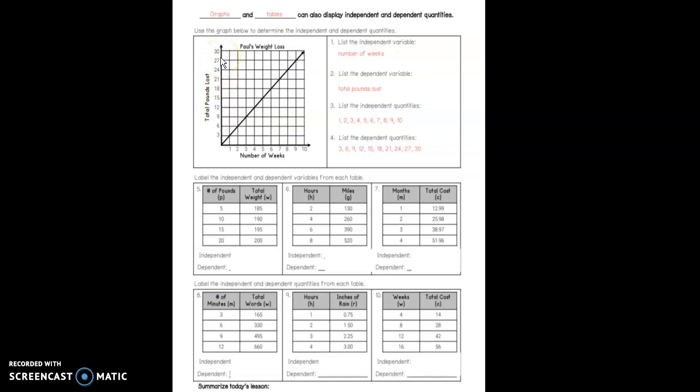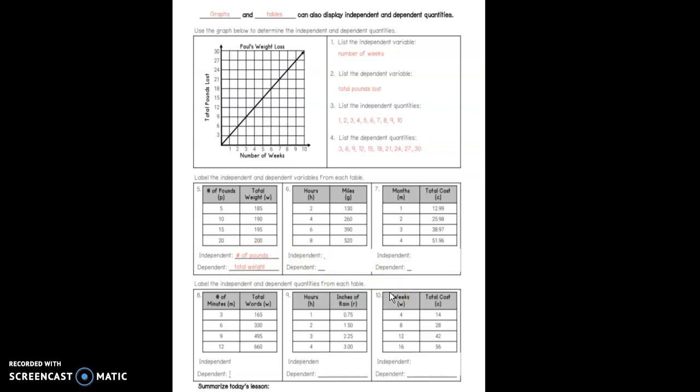Now, we're going to label the independent and dependent variables for each table. Let's look at number 5. If I look at my table, I see two different categories. The number of pounds represented by P and the total weight. Well, let's think about it. Would the pounds be affected by the weight or the weight be affected by the number of pounds? Well, your total weight is basically the total number of pounds. So if I have 5 pounds in this particular situation, it would affect the total weight. So my independent is going to be the number of pounds and my dependent will be the total weight. The total weight depends on the number of pounds.